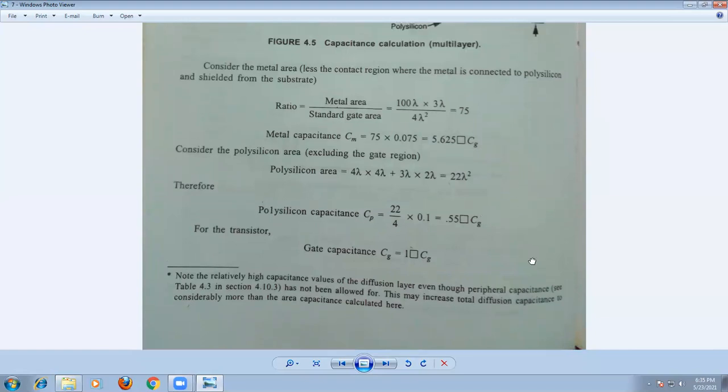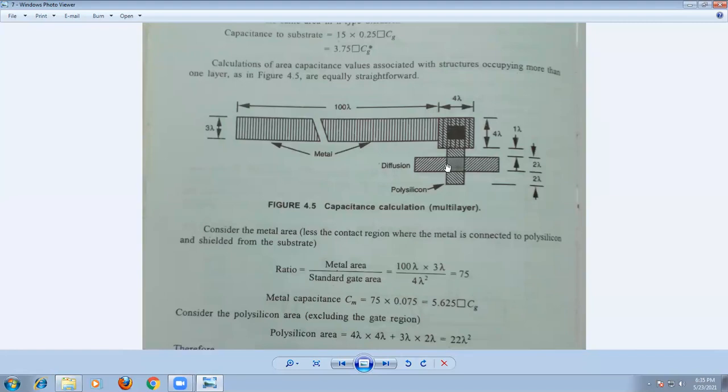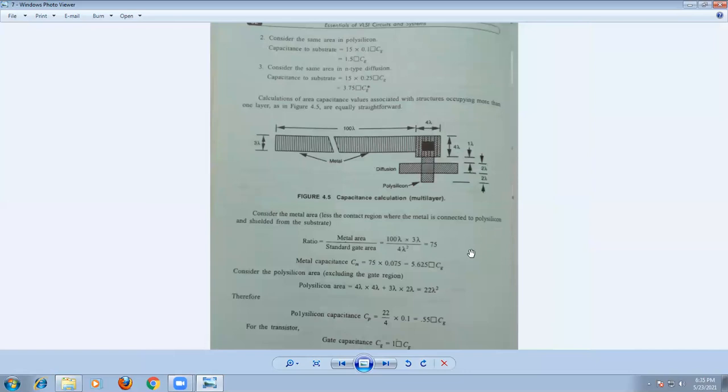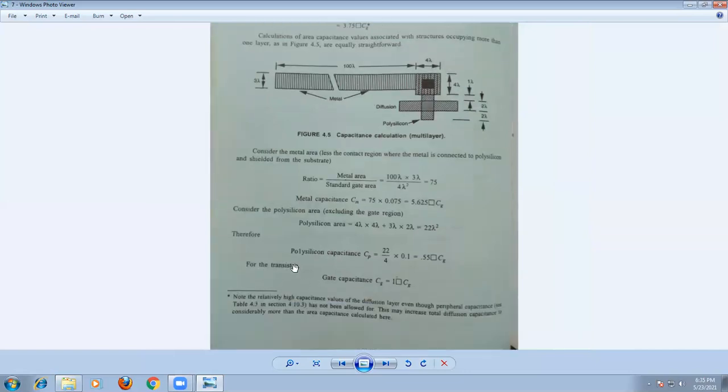Now we have already excluded the transistor gate area, so we can consider it now. This is the standard 2 lambda width, and for 2 lambda width, this is the gate area. So we can take Cg, 1 square Cg. The transistor gate capacitance in 5 micrometer technology is equal to 1 square Cg. If you want to calculate the value, the relative area is 2 lambda by 2 lambda divided by 2 lambda by 2 lambda, so you get the relative value as 1, that is 1 square Cg. Like this you can calculate.